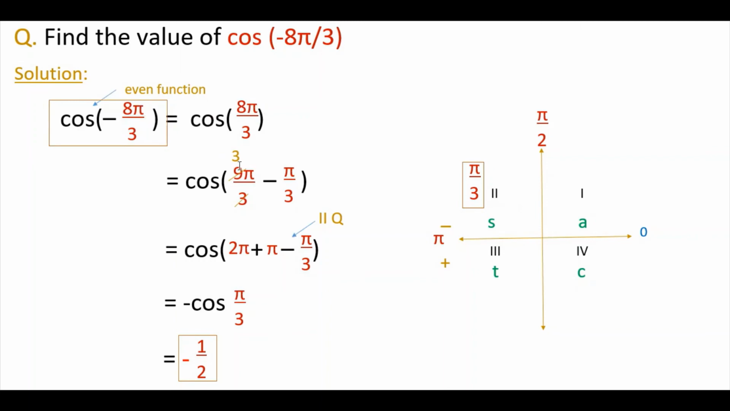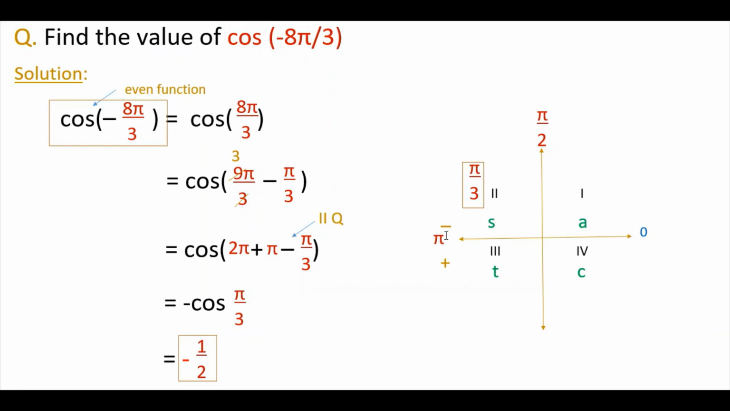Here 8π you have to split as 9π minus π, because 9 is divisible by 3. If you write 7 plus 1, it is not divisible by 3, 7 is not divisible by 3. You have to split like this. So 9π - π. Now 3 ones are 3, 3 threes are 9. So this 3π again you have to split as 2π + π - π/3. Why? Because 2π means one revolution. It has completed one revolution, so you cannot consider this angle. You can neglect this. You only have to consider this one. That's why you split this again as 2π + π. Now only consider this value, π - π/3.